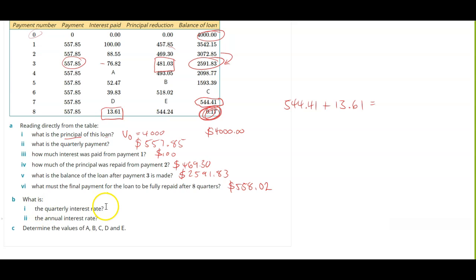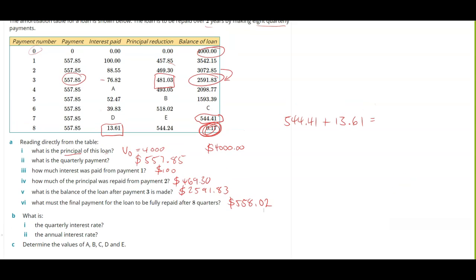Okay, next it asks us about the interest rate. So a quarterly interest rate is the interest charged each quarter. So the way you work that out is as a fraction of the previous balance. So remember that the way that you get this number here is from this number here, by timesing that by the rate. So V0 times the rate over 100 gave us $100. So that's 4,000 times this gave us 100. This is the quarterly rate now.